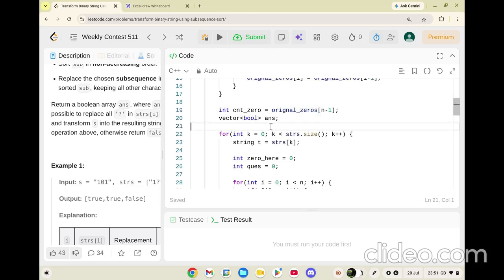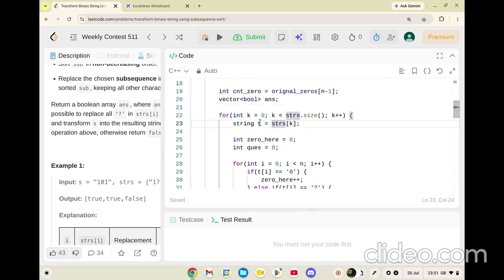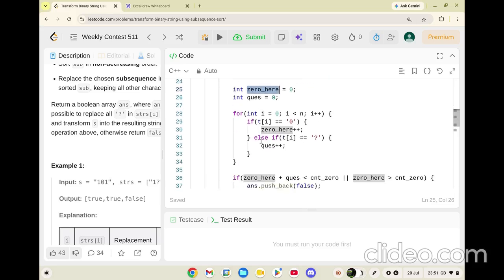Now what I will do is I will traverse on every string. I call it t. Zero here means the number of zeros in the string t, and question means the number of question marks. We will simply calculate the number of zeros and the number of question marks. We are not interested in one. Why? Because if the zero condition holds and is matching correctly, then you don't need to take care of one. One will definitely settle itself. Am I making sense to you? If yes, do give a like.